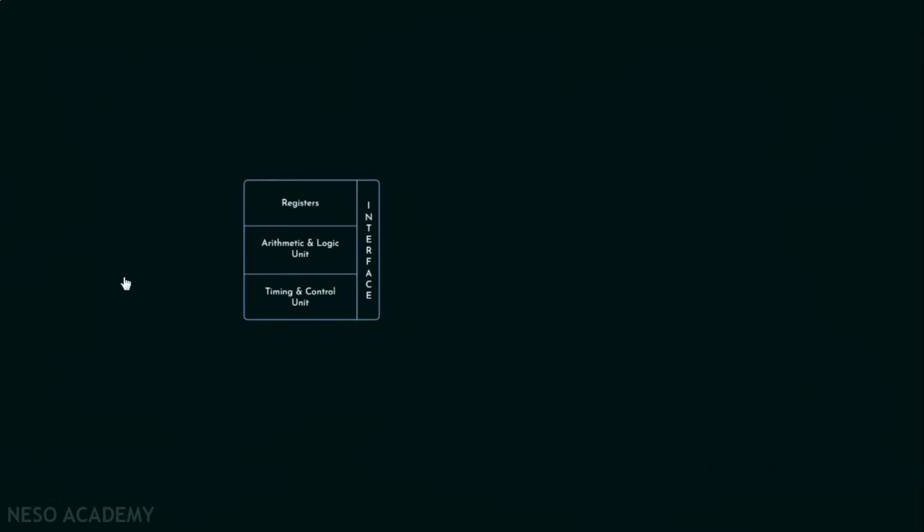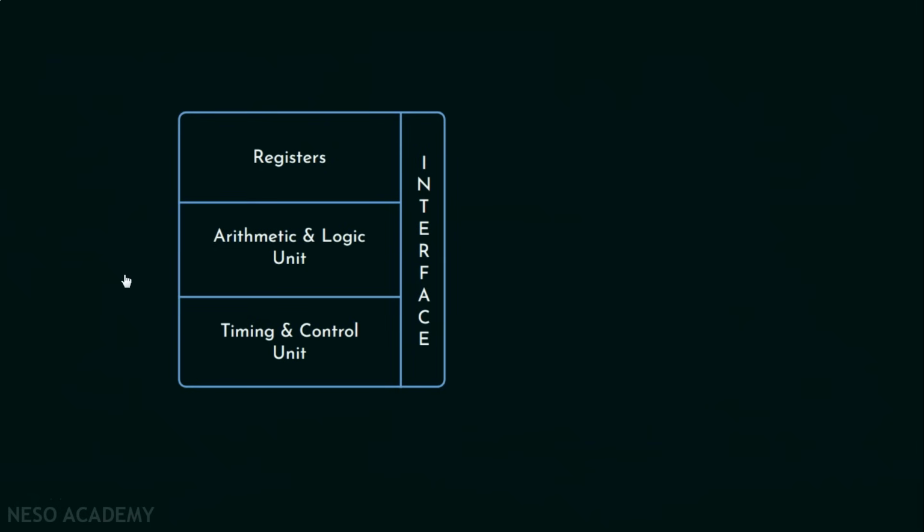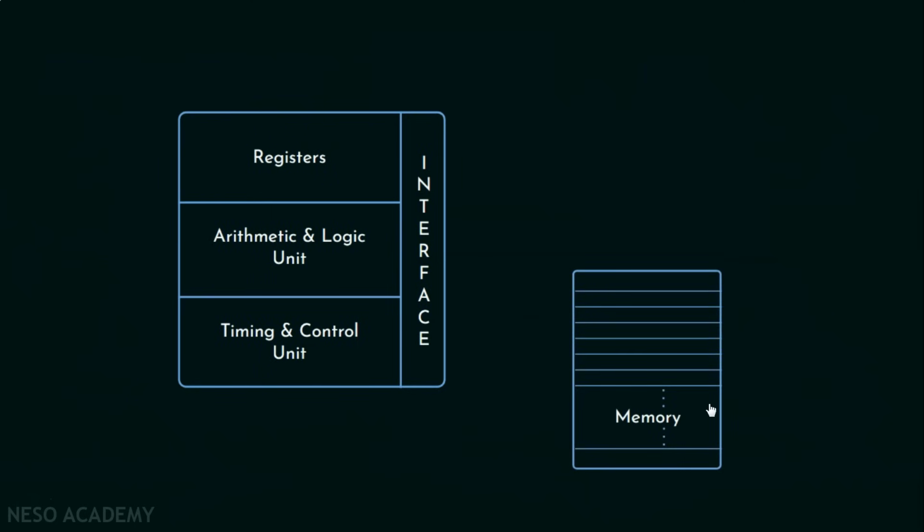Now a generic computer is comprised of various functional units. Amongst them, the processor is the most important one. The processor itself is a collection of register section, an arithmetic and logic unit, also known as ALU, and a timing and control unit. Along with these, it also has another section called interface. We can think of the processor as the brain of the system. Next, we have the memory. It stores all the instructions, reading which the processor works accordingly. Also, we can store data inside the memory.